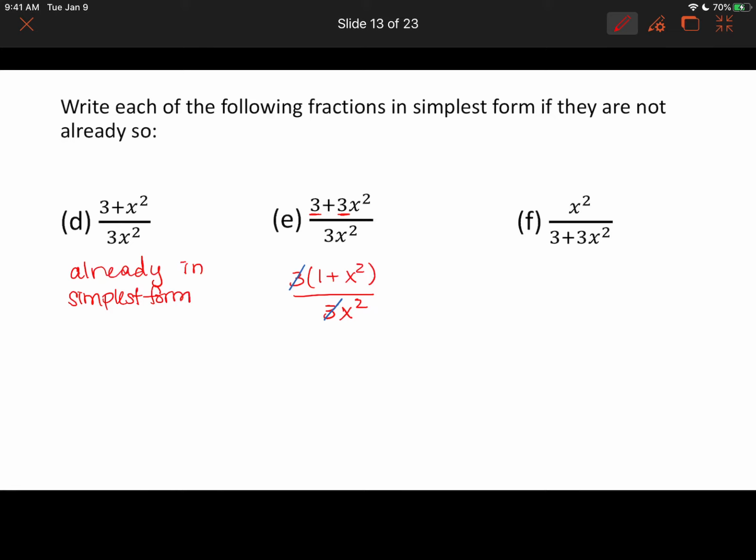Hopefully what you said is no. I can't cancel those because on top I have a sum. I have 1 plus x squared, not x squared times something. I can only cancel when I've factored the top and the bottom and they have common factors, okay? So this is just (1 plus x squared) over x squared.